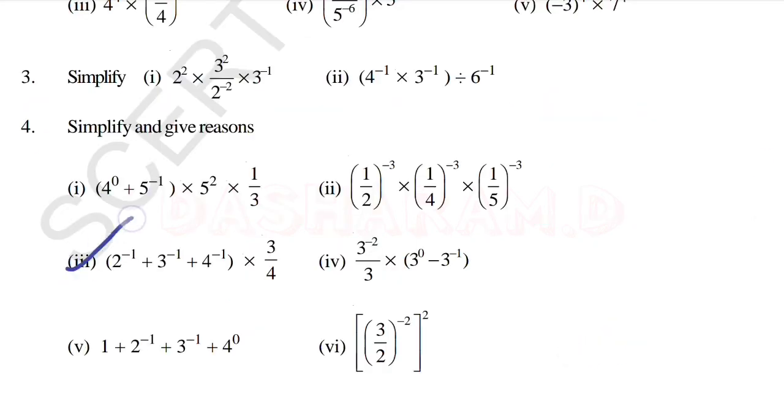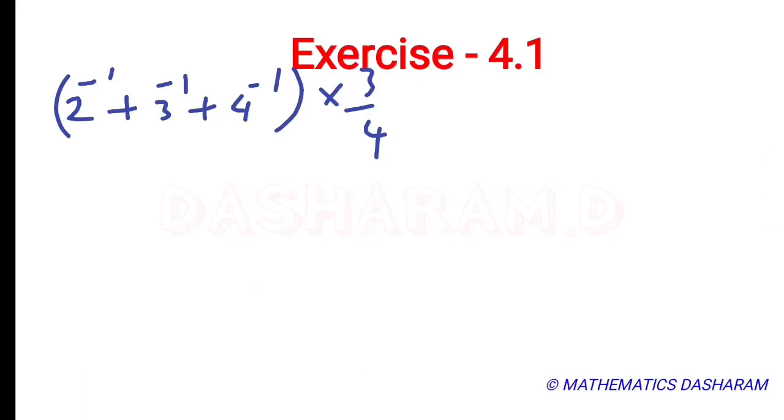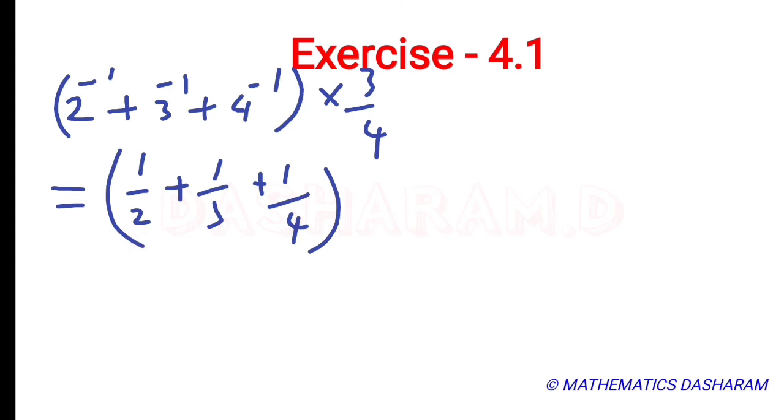Next, third question: 2 to the power of minus 1 plus 3 to the power of minus 1 plus 4 to the power of minus 1, into 3 by 4. Here we have negative powers, so first convert into positive powers. Next, multiply with 3 by 4.